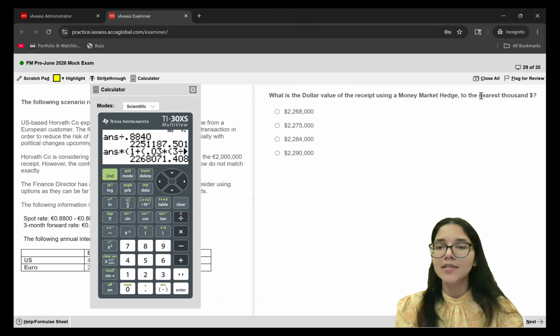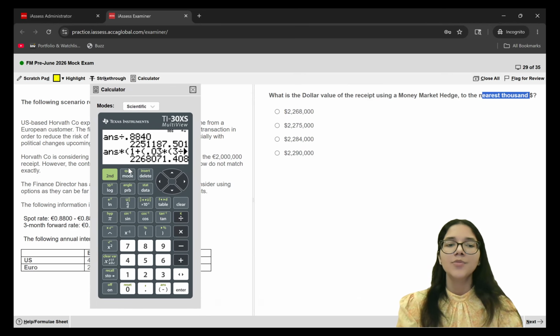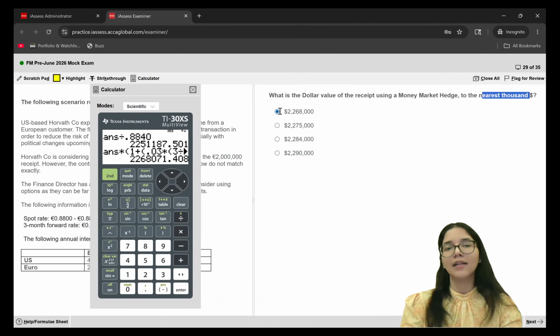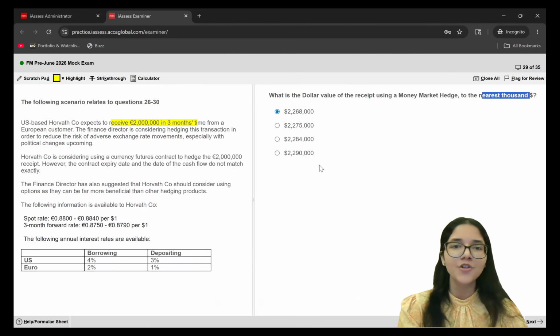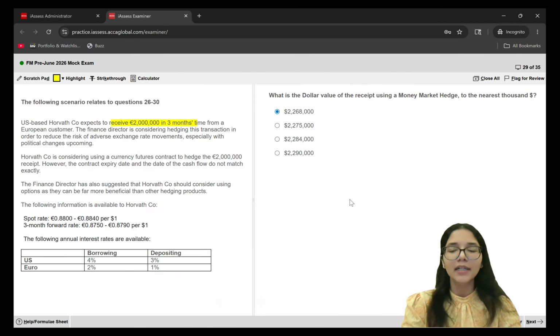I have to give my answer to the nearest $1,000. So my nearest $1,000 will be 071. I can remove this. So it's 2,268,000. So this is going to be my final answer over here. Very easy usage of the money market hedge formula, the concepts that we have learned.